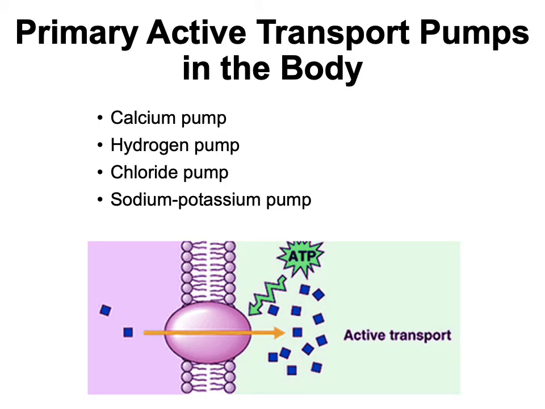There are several primary active transport pumps in the body that are necessary to sustain normal functions, such as the calcium pump, hydrogen pump, chloride pump, and sodium-potassium pump. In this course, we're going to focus more on the calcium and hydrogen pump and sodium-potassium pump, not so much the chloride pump. But they all do exist, and they are all important in helping cell membranes maintain their concentration gradient and electrical gradient across the membrane.